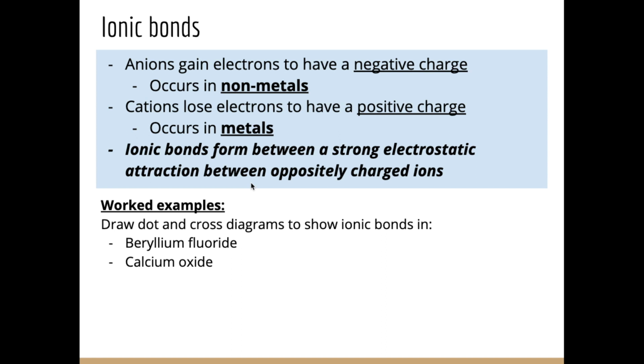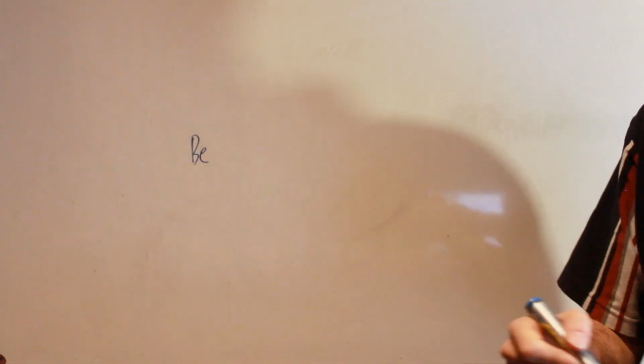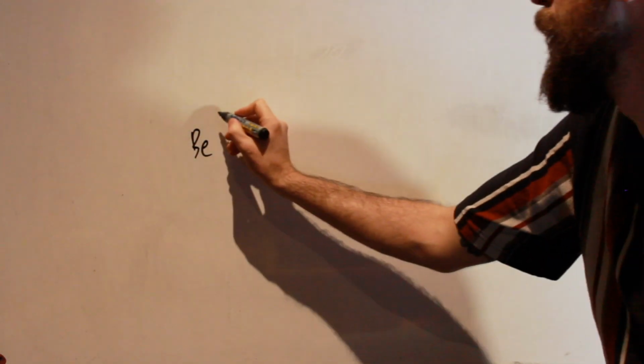Let's show how we can represent these using diagrams. Let's look at beryllium fluoride. Looking at the periodic table, we know that beryllium is in group 2. So I'm going to write Be, I'll use my black pen instead. So we write Be to show that it's a beryllium atom, implying all the protons and neutrons and inner shell electrons that go along with the beryllium.